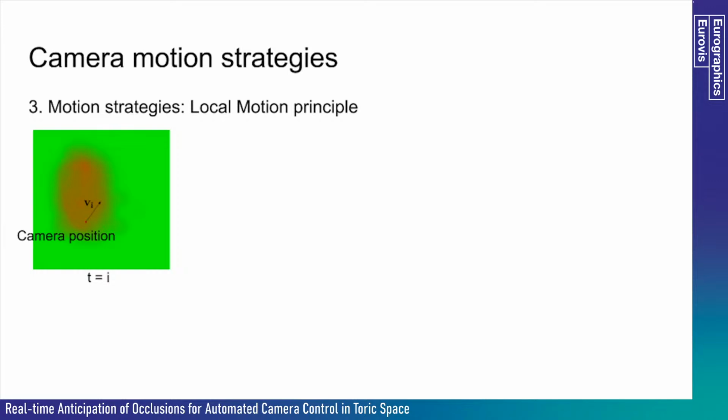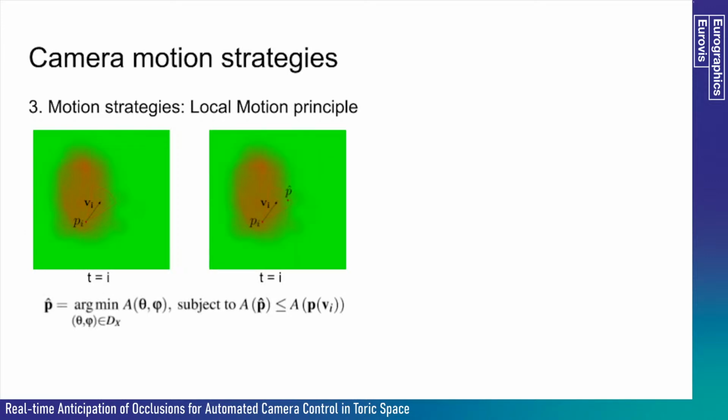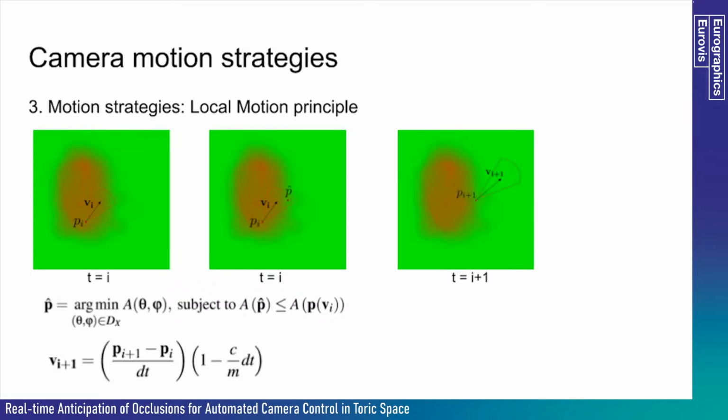The same way as previously, we define an area defining the freedom of the camera depending on its velocity and its position p_i. By minimizing the anticipation on the research area, we find the next position of the camera p-hat on the map. After moving the camera to its new position, we update its velocity vector by derivating the camera position and multiplying it by a damping force.